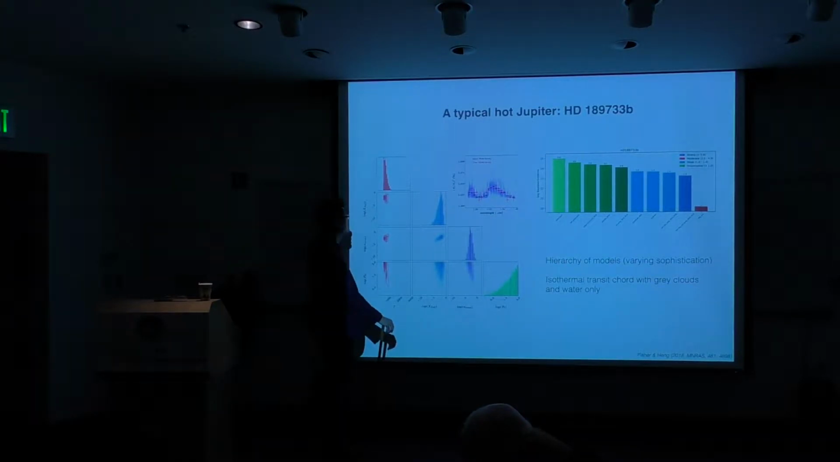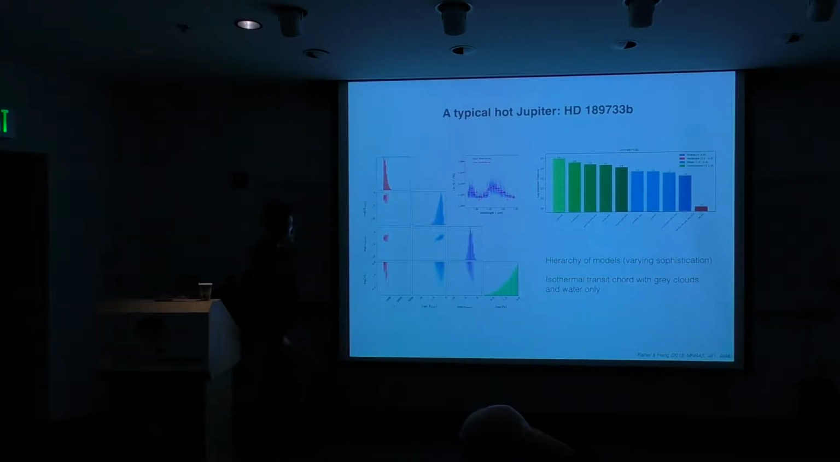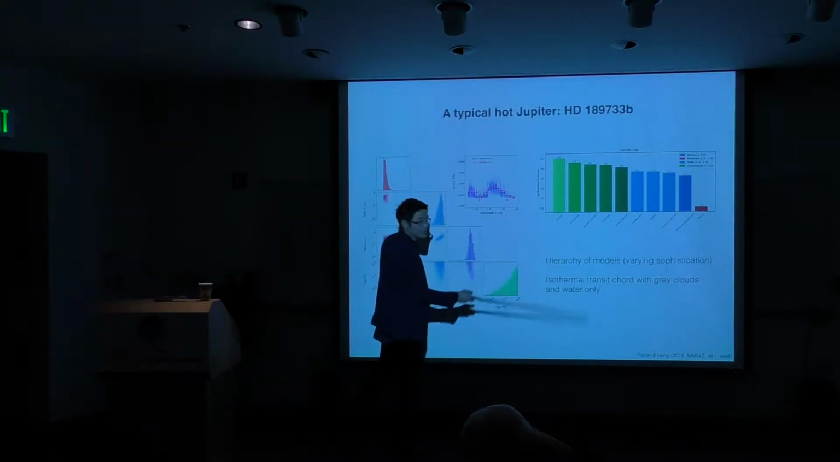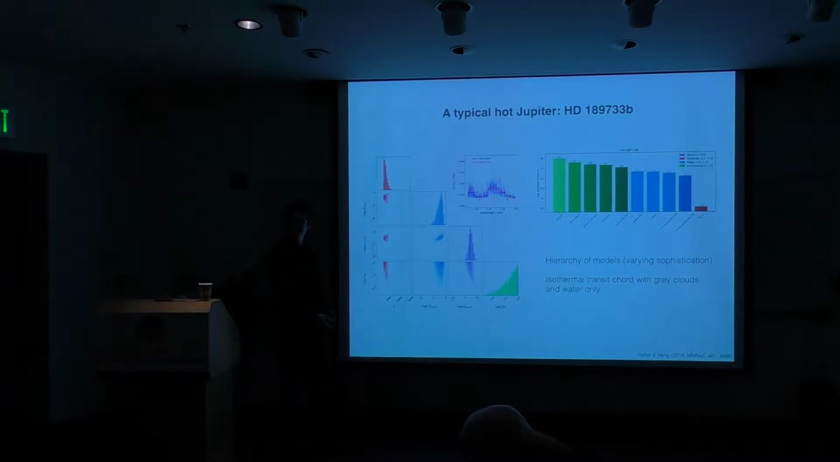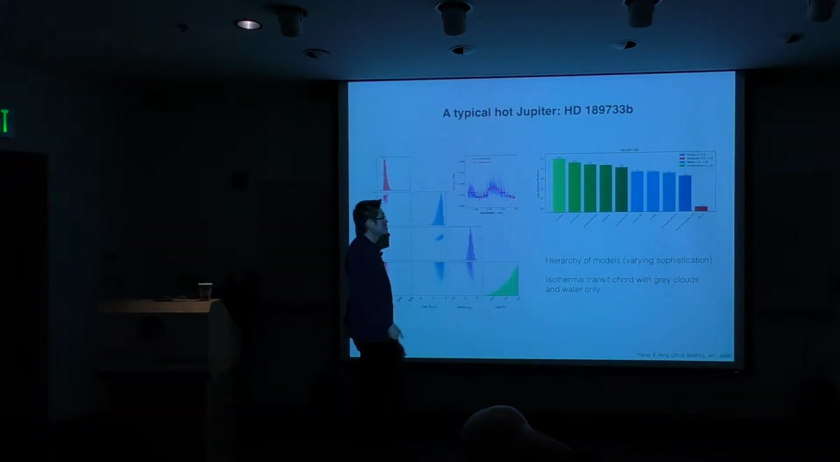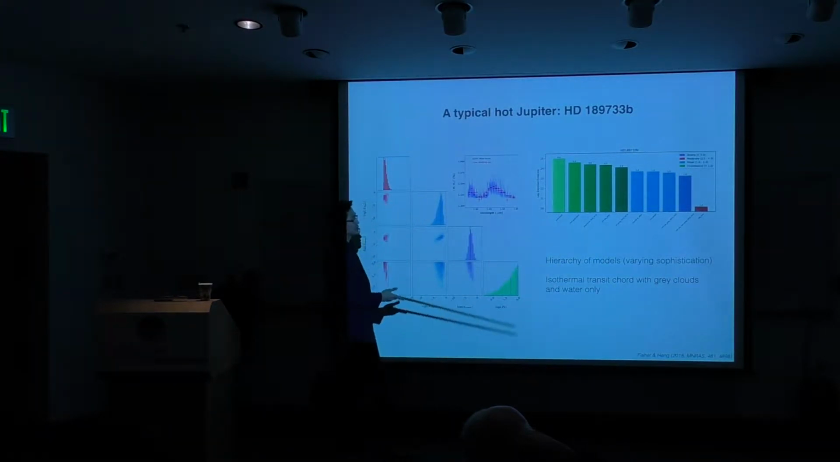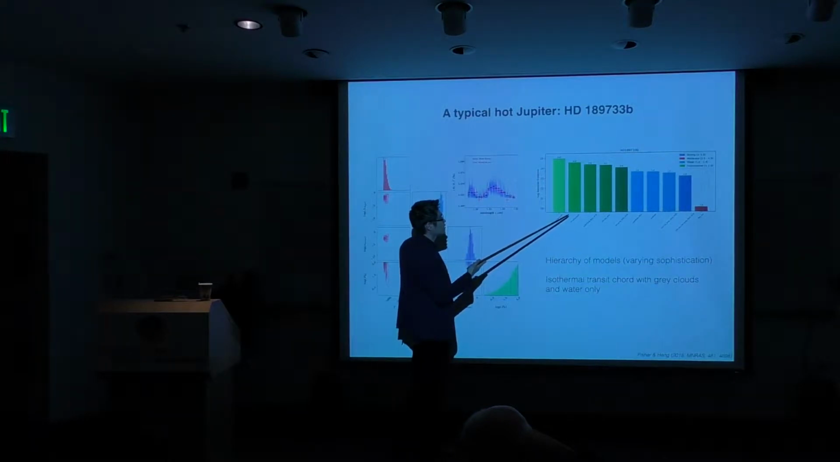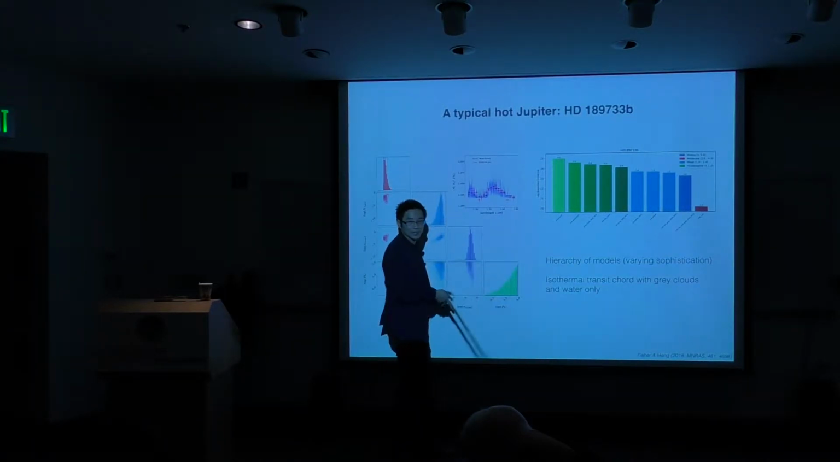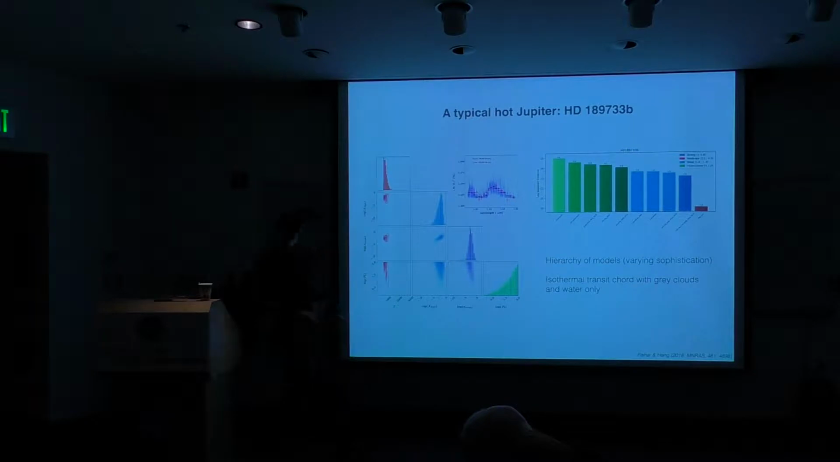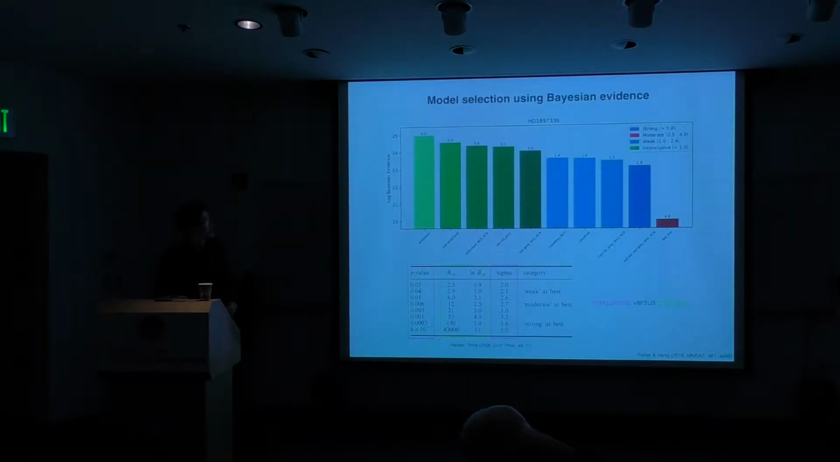HD 189733b. And what my student did was run this retrieval through a whole hierarchy of models. So there are models that are isothermal, non-isothermal, 1 molecule, 2 molecules, 3 molecules, gray clouds, non-gray clouds, flat line. You get the idea, right? And then what she does for each model is that she calculates something called the Bayesian evidence. And what this means is as follows. Again, I'm using this as a gray box.